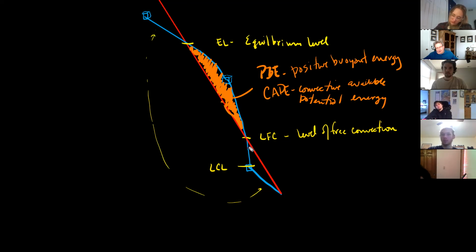What do you think this area represents? Take a wild guess. Negative buoyant energy. NBE. Negative buoyant energy. There's another area that I would shade in. Where else would I shade that in?